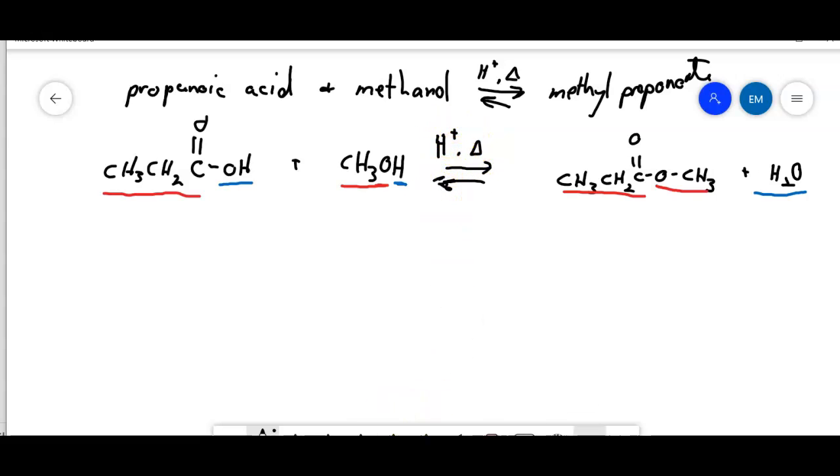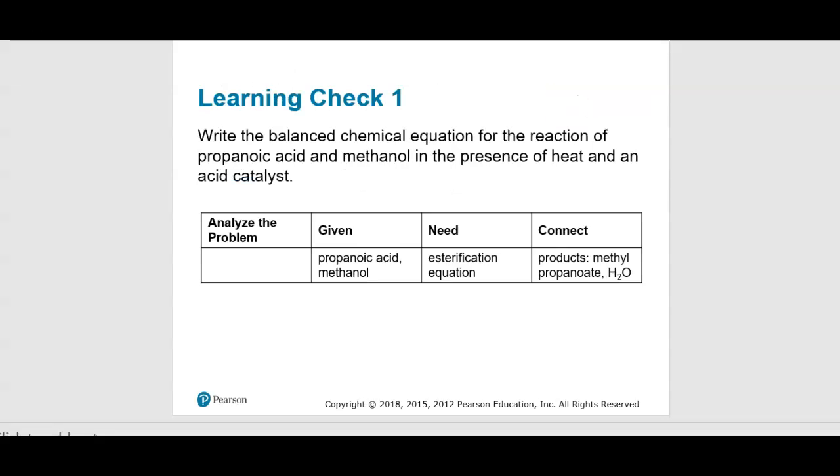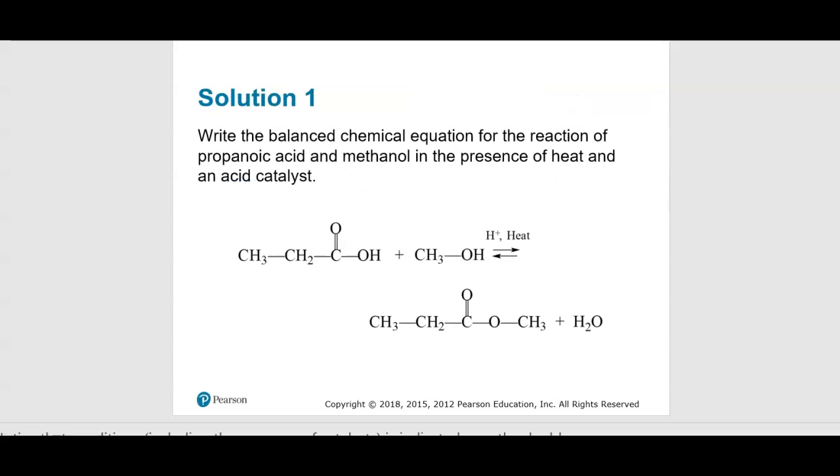Well, they said heat. They say heat there. So H plus and heat. And that should be it. So let's see if I agree with the text. And you see that you didn't really have to do anything with it. You didn't really have to change any coefficients or anything. It was just one of each, and they gave you the four products. So this is a pretty straightforward reaction.